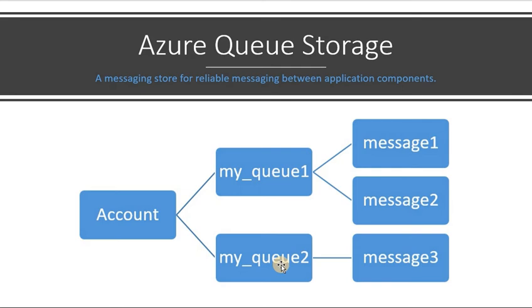Also, queues are commonly used to create a backlog of work to process asynchronously. It carries messages from the Azure web role to the Azure worker role. So it can be used if you want to decouple application components and use asynchronous messaging to communicate between them.